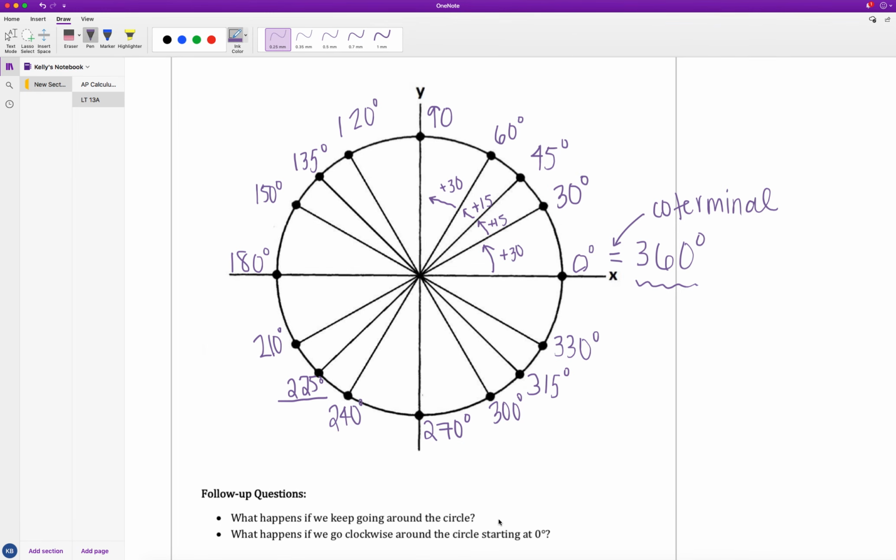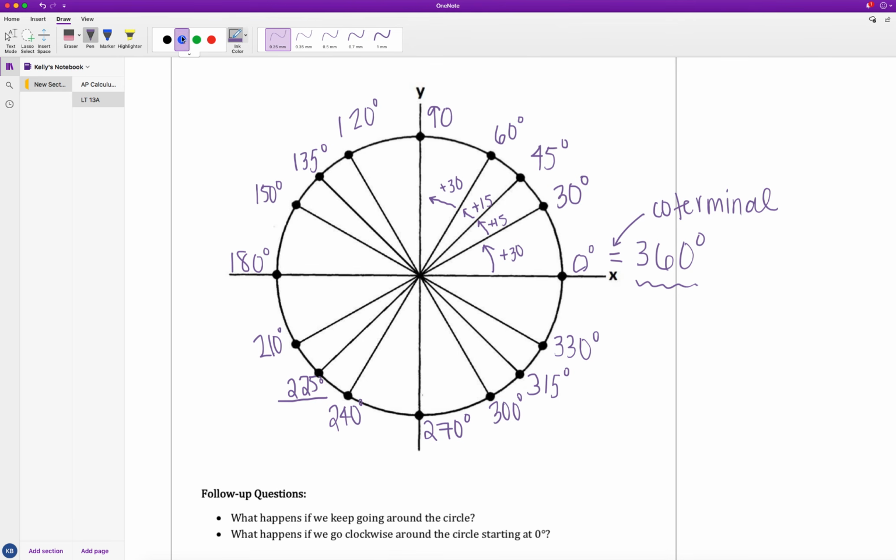Well, let's address the first question. If I keep going around the circle, I'm going to just have values that are bigger than 360 degrees. So if I keep going around this circle, I'm just going to get something that is bigger than 360 that is coterminal to one of these angles.